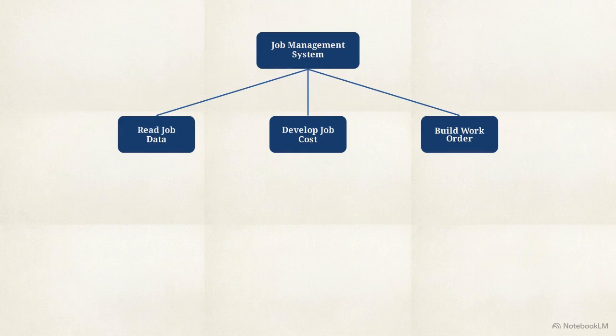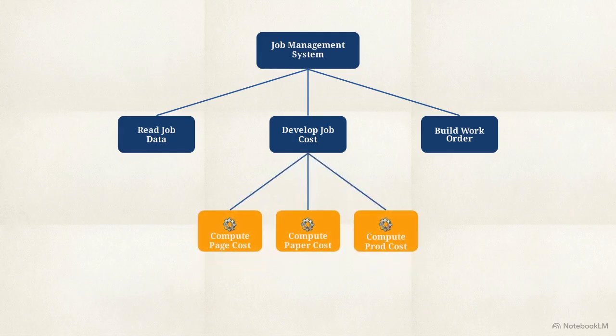Next comes second-level factoring, where we break those broad systems down into highly cohesive subtasks. Develop job cost is too vague on its own, so we assign it 3 subordinate workers: 1 to compute page cost, 1 for paper cost, and 1 for production cost. These workers do the math and pass the data back up.